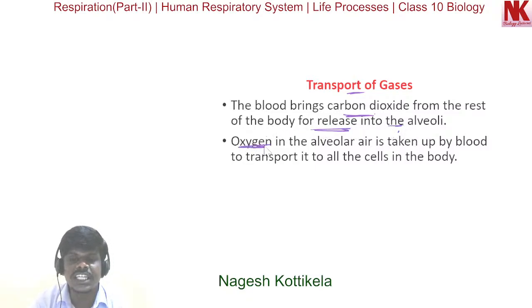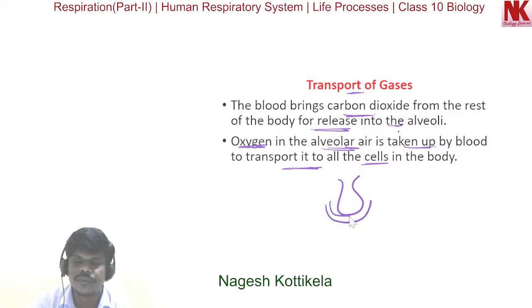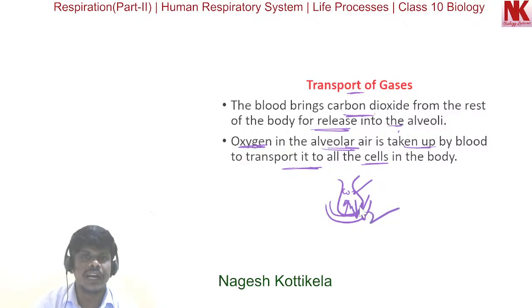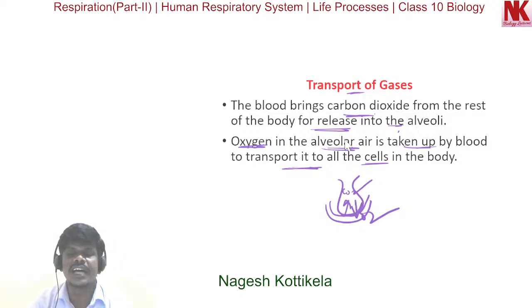Now oxygen in the alveolar air is taken up by blood to transport to all cells in the body. So this is how carbon dioxide is released outside, and this is how oxygen is entering into the blood. So the gaseous exchange process occurs like this. Oxygen in the alveolar air is taken up by blood to transport it to all cells in the body.